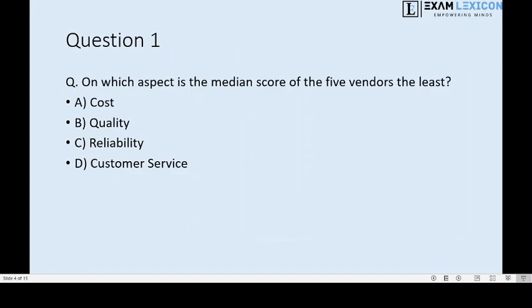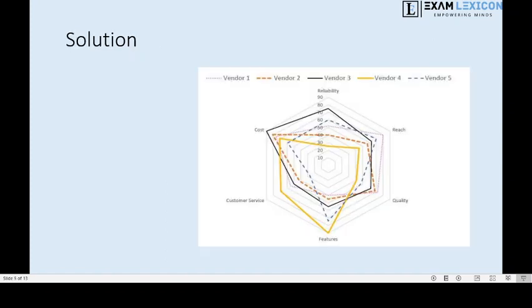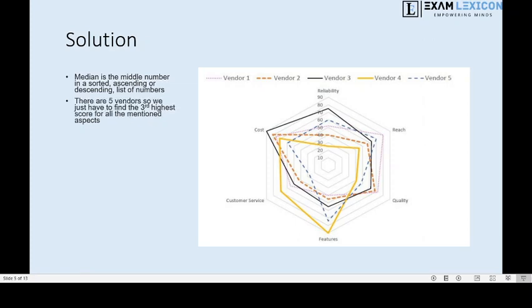Okay, so getting down to the questions in this set, the first question is, on which aspect is the median score of these 5 vendors the least? They have given us 4 aspects. For solving this question, we know that the median is the middle number in a sorted ascending or descending list of numbers. Since there are 5 vendors, the middle number will be the third number, so we have to find the third highest score for all the mentioned aspects. We can start noting that from the diagram one by one and then compare them.